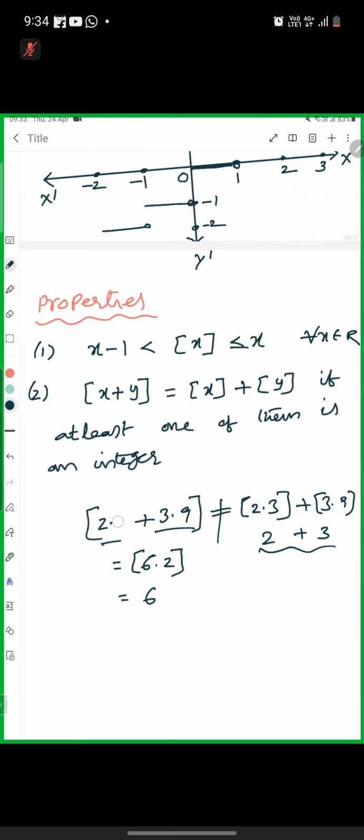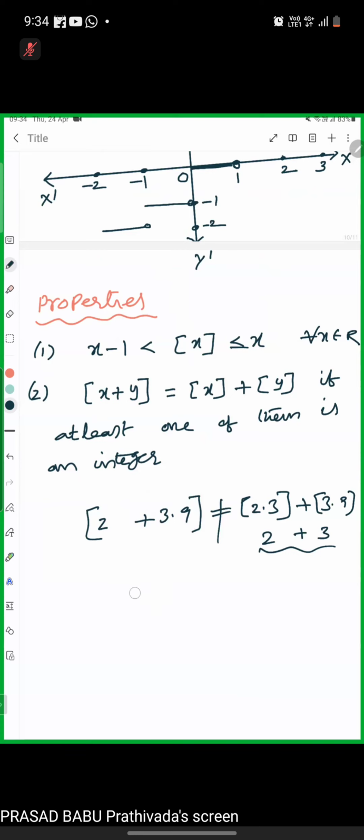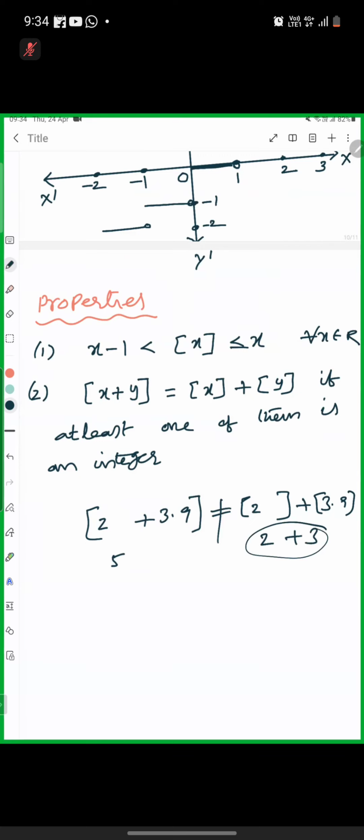If you take one as an integer, for example 2, what is 2 plus 3.9? 5.9. Its integral part is 5. And see this part: integral part of 2 plus integral part of 3.9. This is 2 and this is 3, 5 only. So if either of these two is an integer or both are integers, equality holds. Otherwise, equality does not hold.